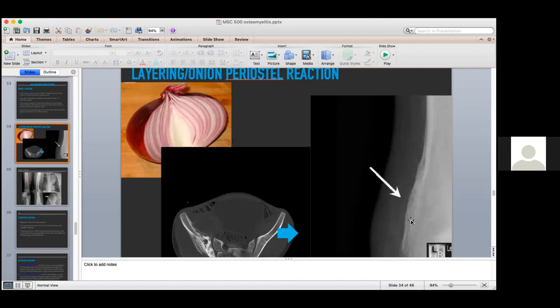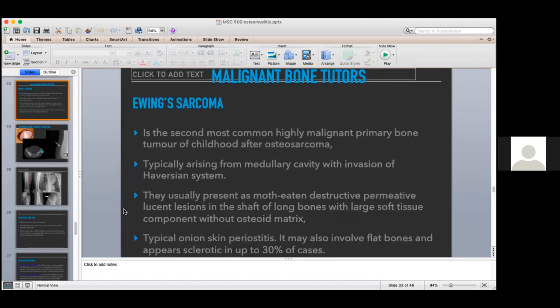And this is how it looks like. You can see layers of bone. So this is the normal cortex here, but you can see layering of bone here. Also part of it here, you can see it on CT. So this is the layering, the onion peel appearance of Ewing sarcoma. Okay, it may also involve flat bones and appears sclerotic in up to 30% of patients.